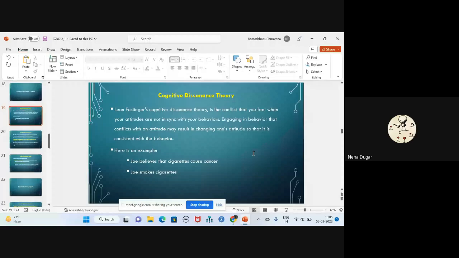Sir, I have a question here. In this cognitive dissonance theory, you said we have to resolve it. So to resolve it, we can take the positive as well as the negative route. Either you stop believing that smoking causes cancer, or you just continue smoking. Either you change your attitude about smoking or you continue smoking. Both resolutions of the dissonance are allowed, ma'am, both positive or negative.